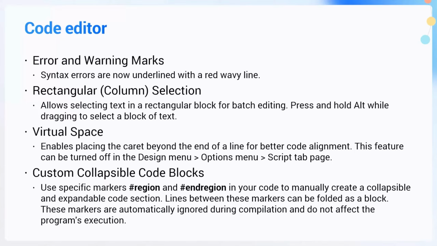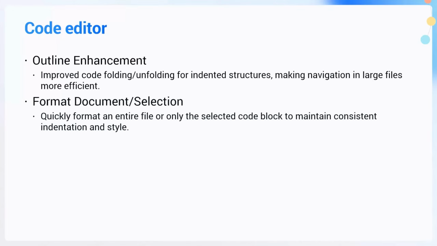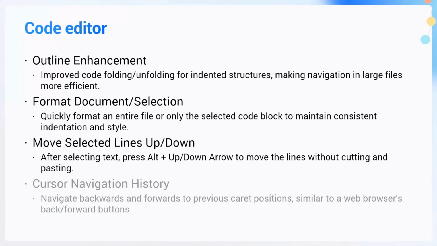Customizable code blocks means that you can declare code regions with pound region and pound end region to create your own collapsible code blocks. Outlining has been enhanced. The code folding and unfolding has been improved. There's an option now to format a document or a selection. There's also an option where you can use the Alt up and down arrows to move lines up and down without doing a cut and paste.